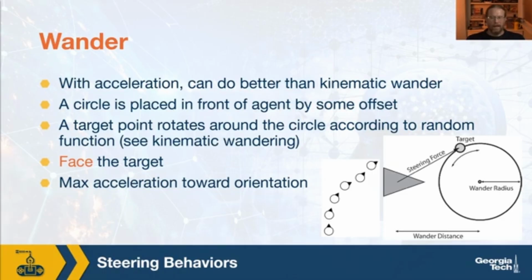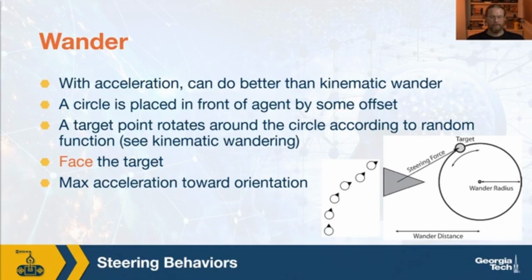We also can define a better version of wander than what we saw with the kinematic wander. And the way this works is kind of clever. You put a circle. You can't see the circle in your game, but it's a hidden or an imaginary circle in front of your agent by some offset in front. You place the center of this circle, and then the circle is defined by a certain radius. Then there is a target point, perhaps initialized at the furthest point on the circle away from the agent, or maybe the closest. Usually you would pick one of those two locations.